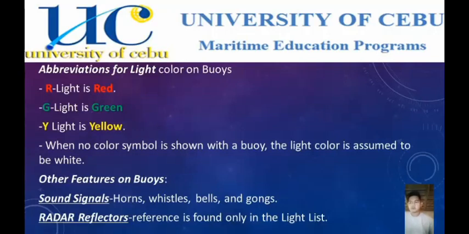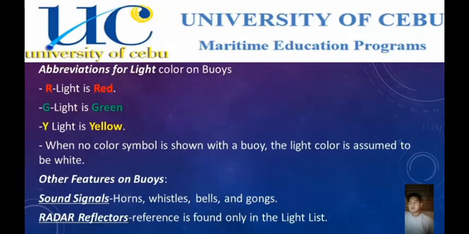So, abbreviations for light color on buoys. R is light red. G, light is green. Y, light is yellow. When no color symbol is shown with a buoy, the light color is assumed to be white.